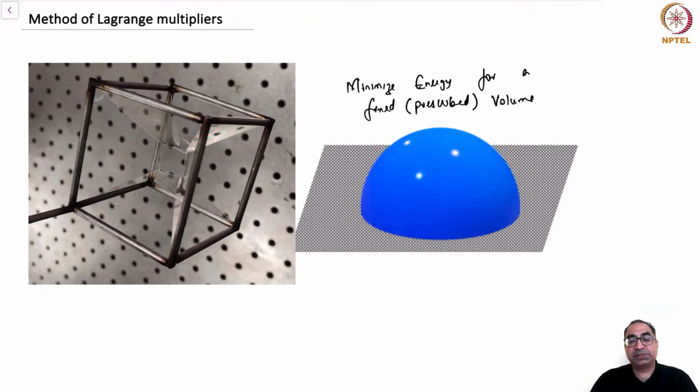In many other examples in capillary statics, we will encounter problems where we will have to solve a minimization problem subject to some constraints. I am showing you two examples on your screen. In the left panel, you see a soap film that is formed by taking a metallic cube like this and dipping it into a soap bath and pulling it out. Immediately what happens is you form a soap film.